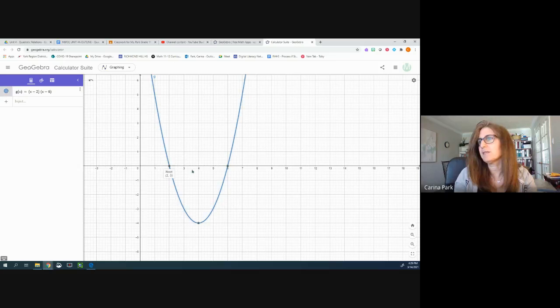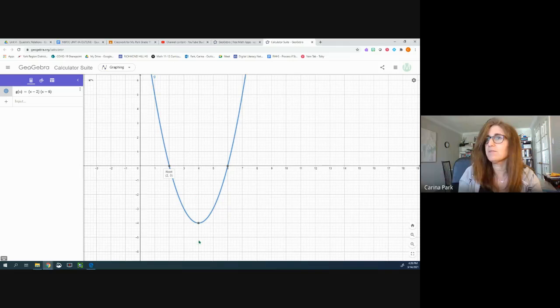I wonder what happens if I click. Oh, it makes points, and it's calling them a root. So a root is another word for x-intercept. We also call it a 0, right? Because that's where the y is 0. So we have these two roots, and it's also showing us where our vertex is. Our vertex is the point (4, -4).